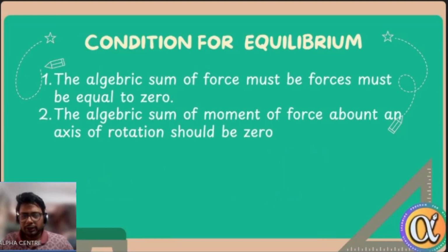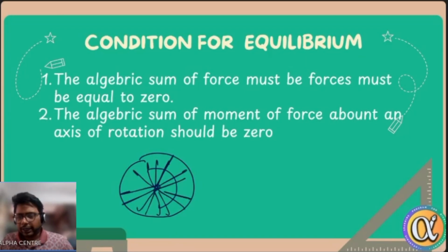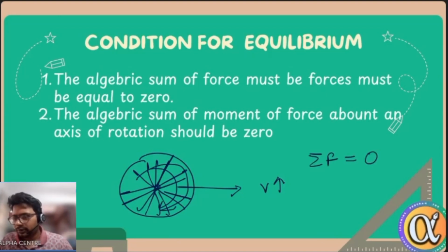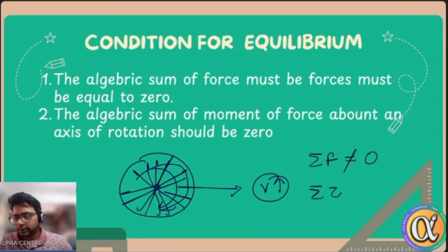What about this wheel which is rotating? This is the wheel of a cycle. The cycle is going forward with an increasing speed. Speed is increasing, and the wheel is also turning. In this case, is force zero? It's going with increasing speed, velocity. The wheel is going forward. Force is not zero. What about torque? No, it's not zero.